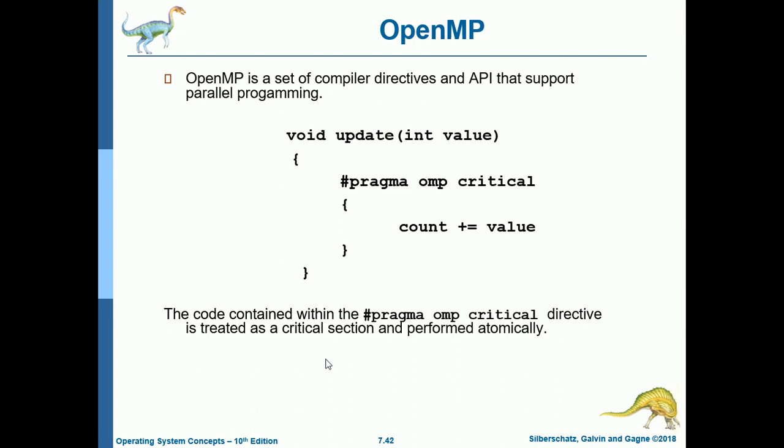For OpenMP, OpenMP is a set of compiler directives and an API that support parallel programming. So again, they're using void update with a parameter of int value, and then #pragma omp critical, and then count += value. So we're going to add count and value and store the sum to count. The code contained within the #pragma omp critical directive is treated as a critical section and, again, performed atomically.